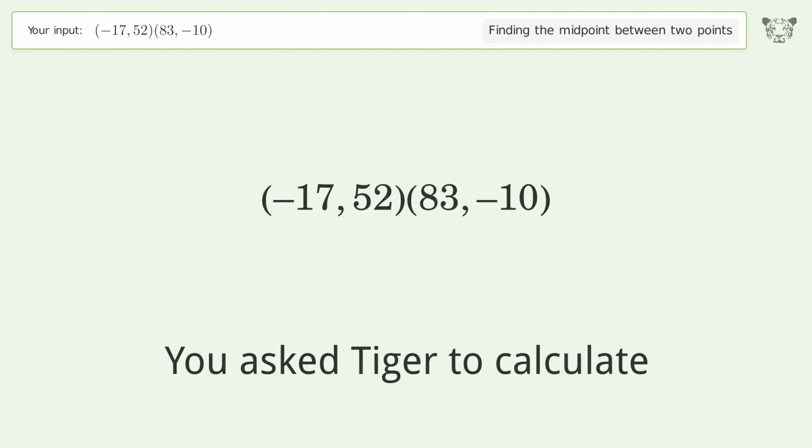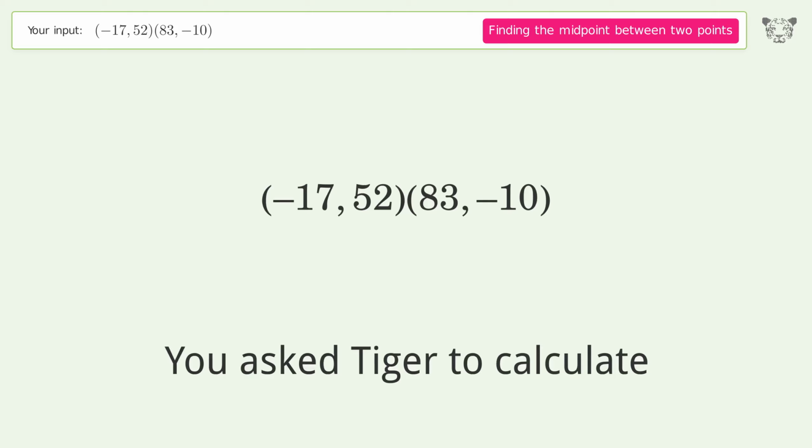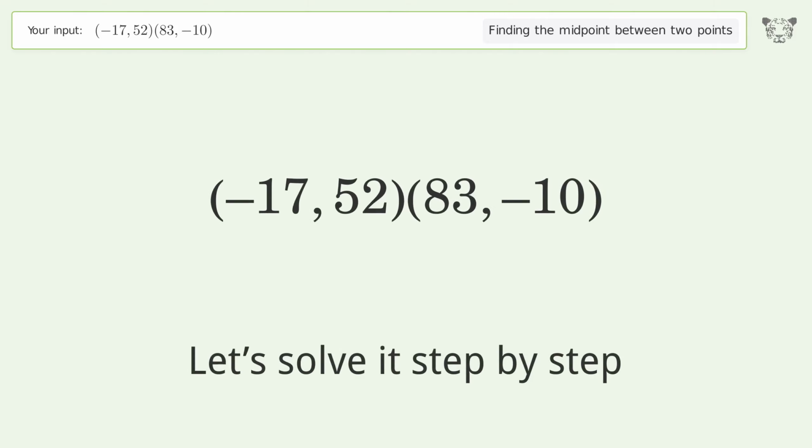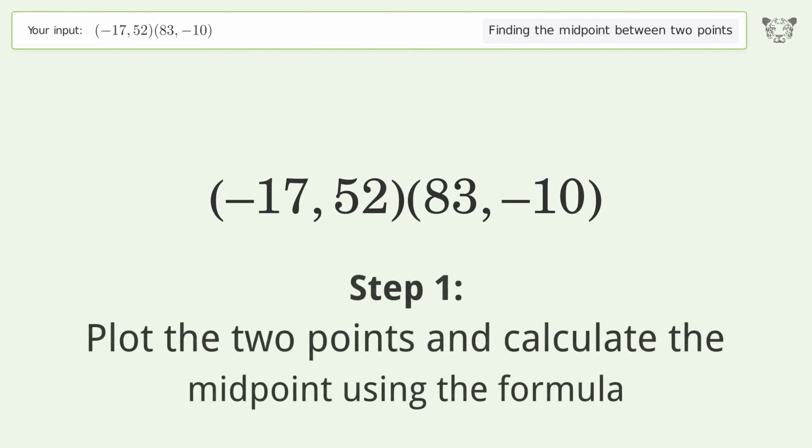You ask Tiger to calculate. This deals with finding the midpoint between 2 points. The midpoint between the 2 points is 33,21. Let's solve it step by step. Plot the 2 points and calculate the midpoint using the formula.